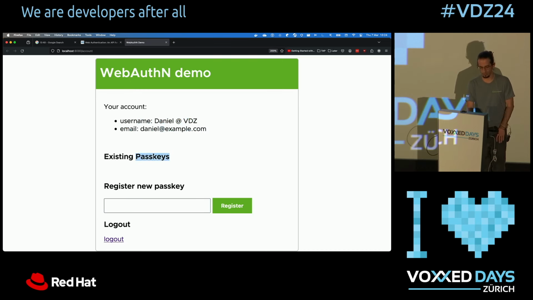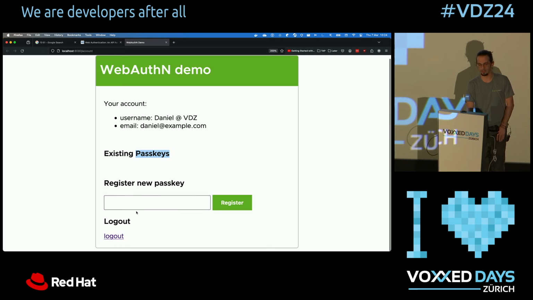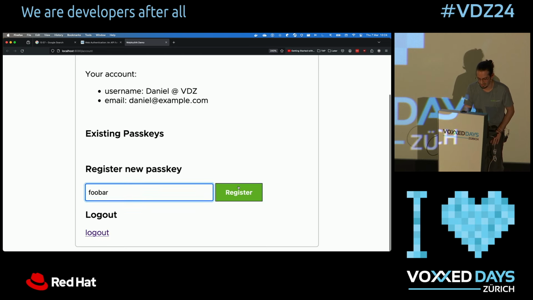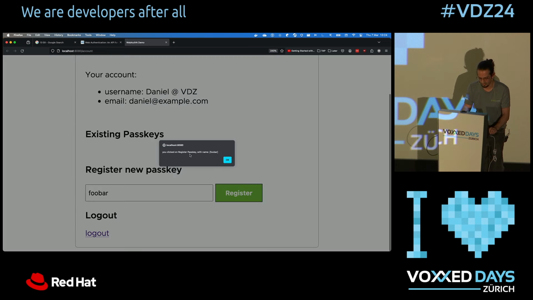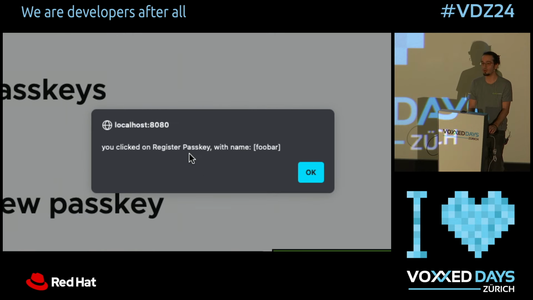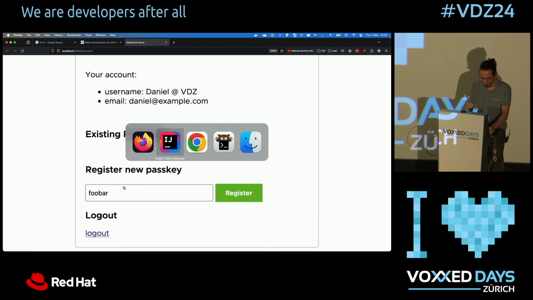And so what we want to do is register a new passkey. So there's a little bit of infrastructure ready, right? There's the HTML, and if I try and add a foobar passkey and I click register, it just brings up a pop-up that says, you've clicked register passkey with foobar, and now we have to write the JavaScript for this to actually trigger the blinking authenticator here. Okay, so how do we do this?